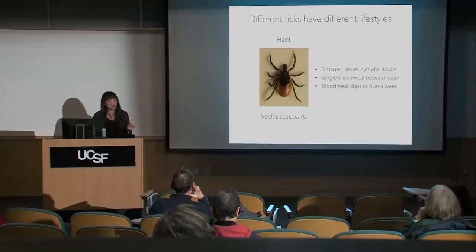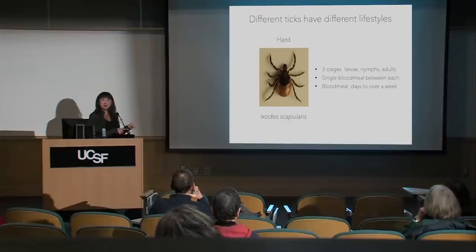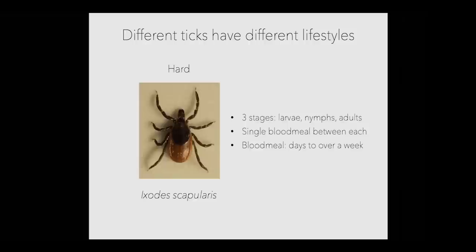So ticks are actually quite incredible compared to all the different blood feeding arthropods, mosquitoes, flies, etc., in that they can transmit an incredibly diverse set of microbes because they're in your skin for so long. And so I'm going to zoom in on this particular species of hard tick. I will say that there are slightly different features of the biology depending on which hard tick, but because we're going to talk a little bit more about Lyme disease today, that's what I'm going to focus on.